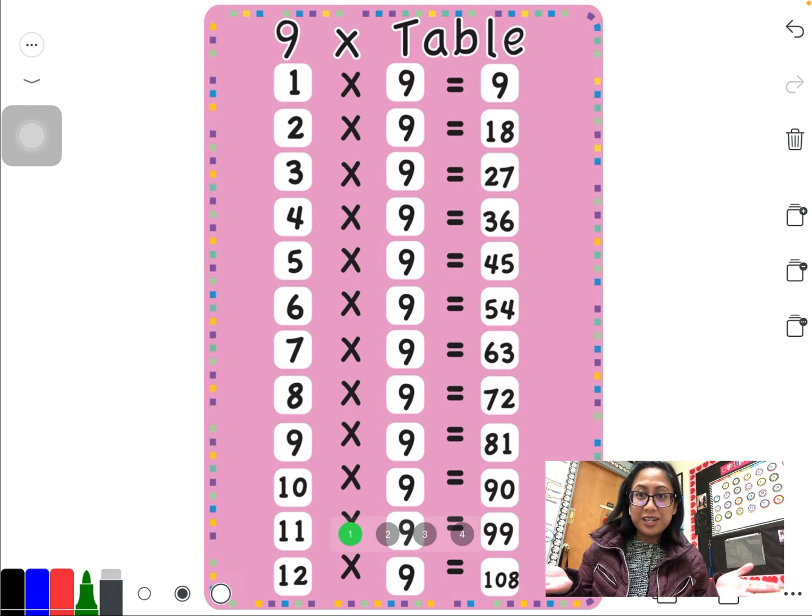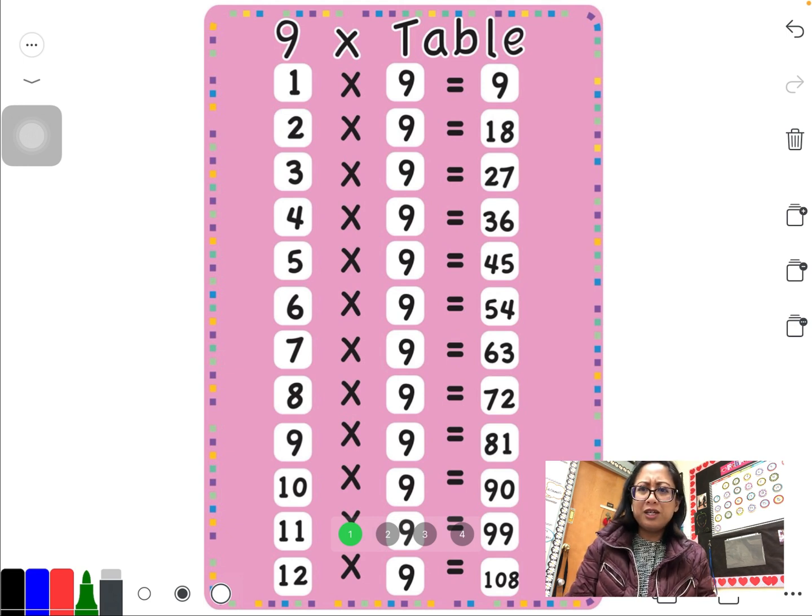As you can see on the screen again, we have the 9 times tables because you are going to recite these to me on Friday, so be ready for that. Like I said, you already know your 2s, your 3s, your 4s, your 5s, your 6s, your 7s, and your 8s, or so you should.